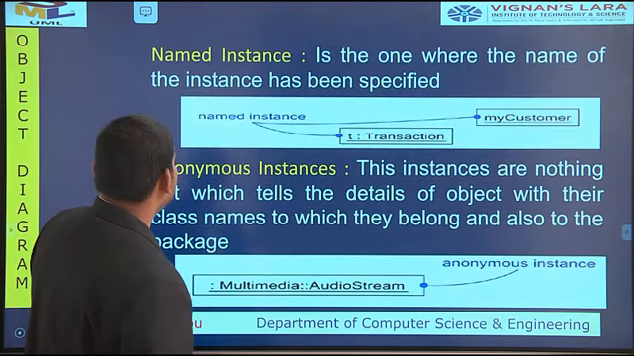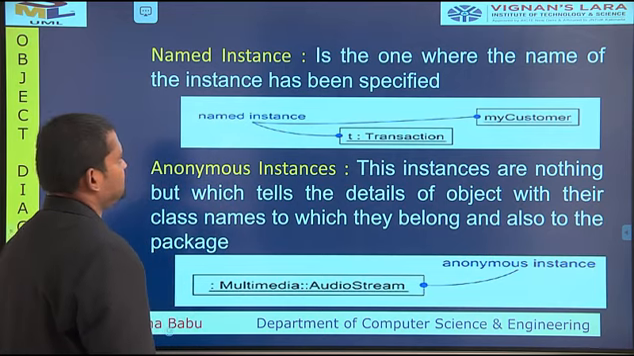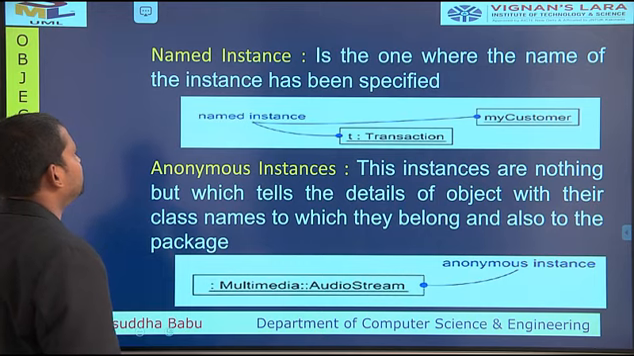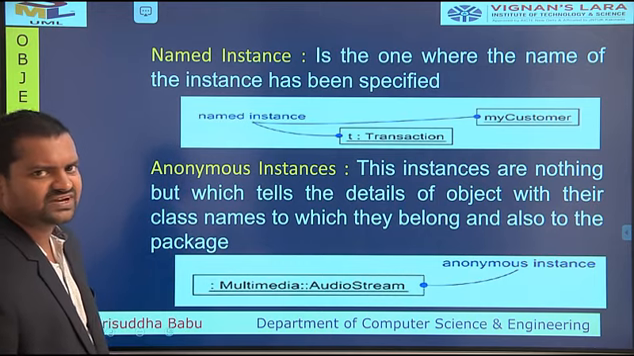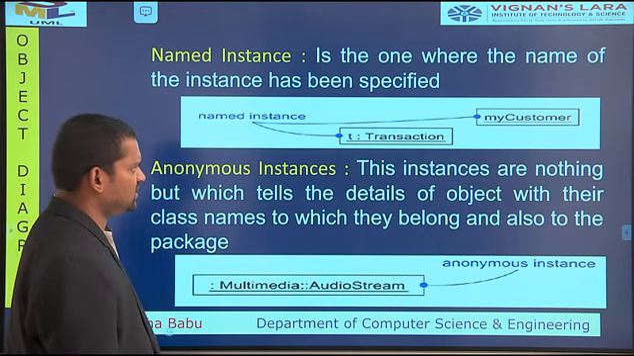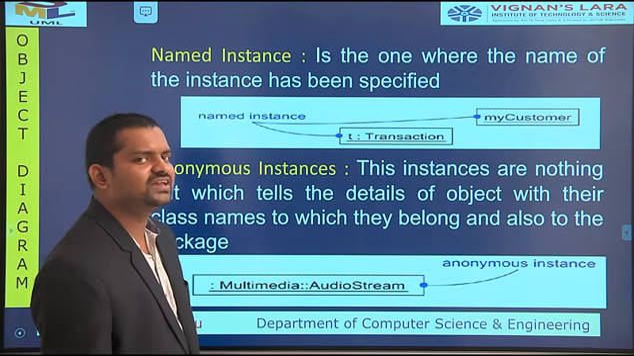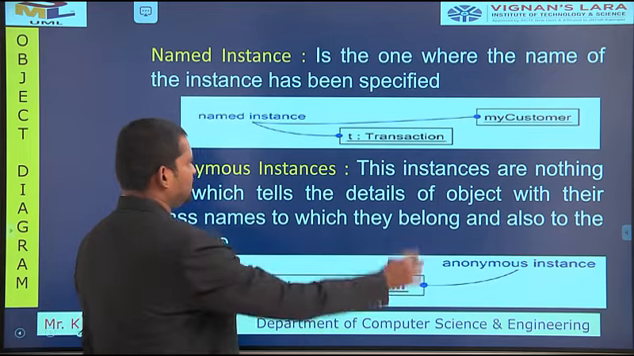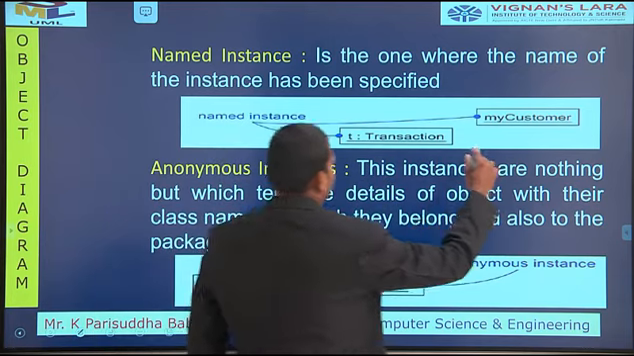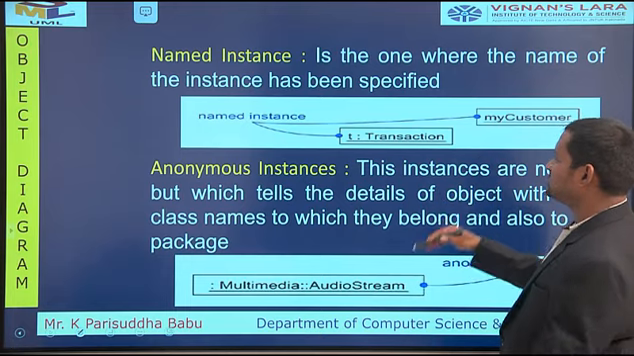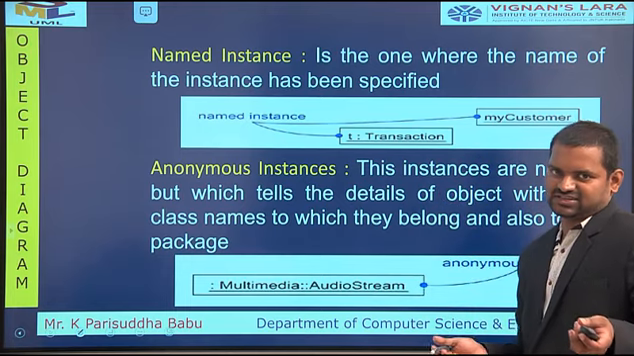Next, named instances is the one where the name of the instance has been specified. Named instances are specified like this. We have to give the name, and for that name we call it a named instance. A named instance is nothing but an object, but we give a name for it.